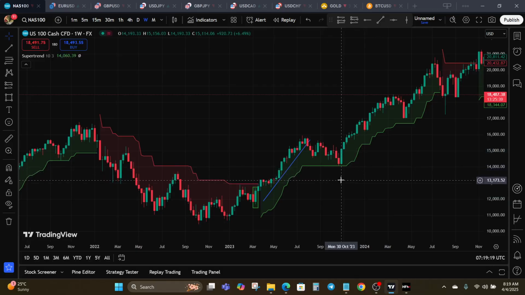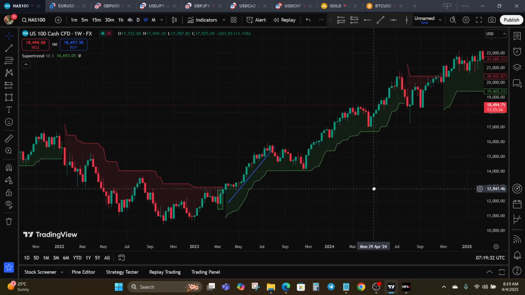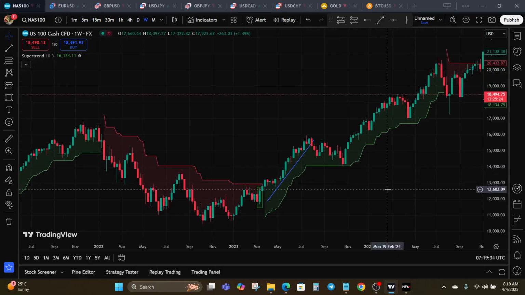So this step filters out false signals and helps us avoid getting trapped in sideways markets. The beauty of using the weekly chart is that these confirmations are stronger and more reliable than on smaller time frames. Now, the entry is straightforward.